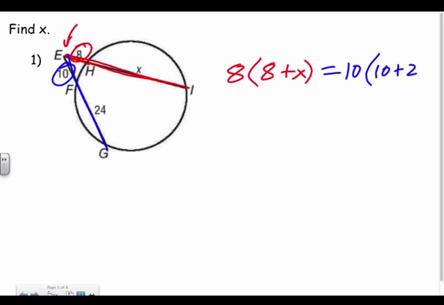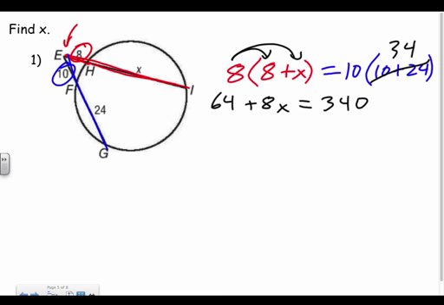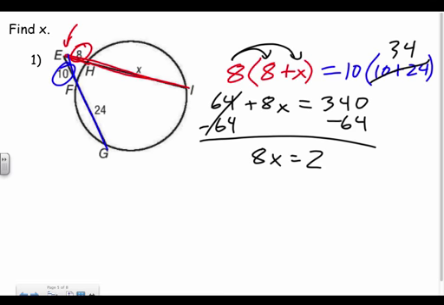So 10 plus 24, which is 34. I just want to write that so we can see it. So let's go through and simplify. 8 times 8 gives us 64. 8 times x gives us a positive 8x equals, well, 10 times 34, let's replace that with 34 now, is 340. And we got our x to one side, so let's subtract that 64 over. And we're left with 8x equals 276. And we can divide by 8 on both sides. So x equals 34.5.